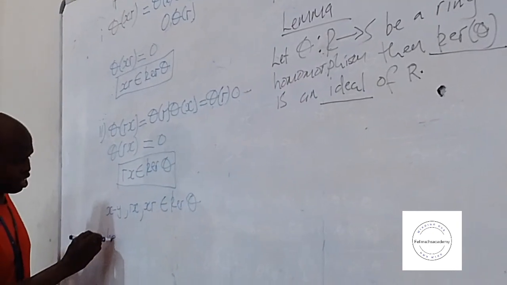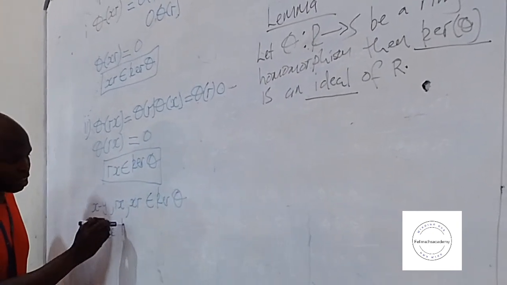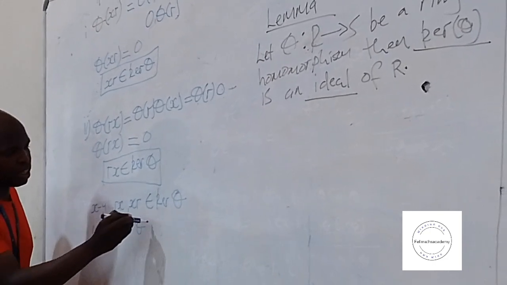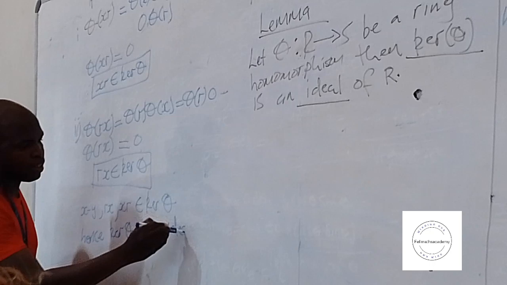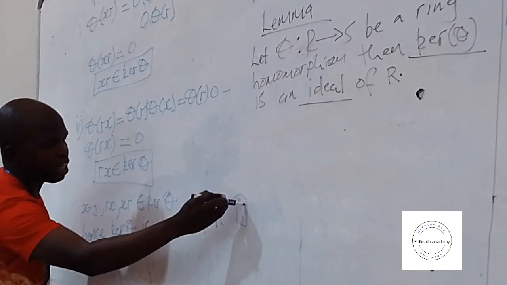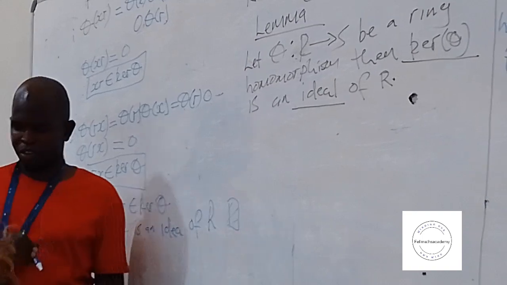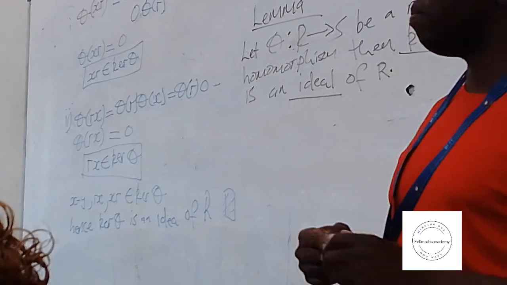Hence, kernel theta is an ideal of R as required. The proof is complete.